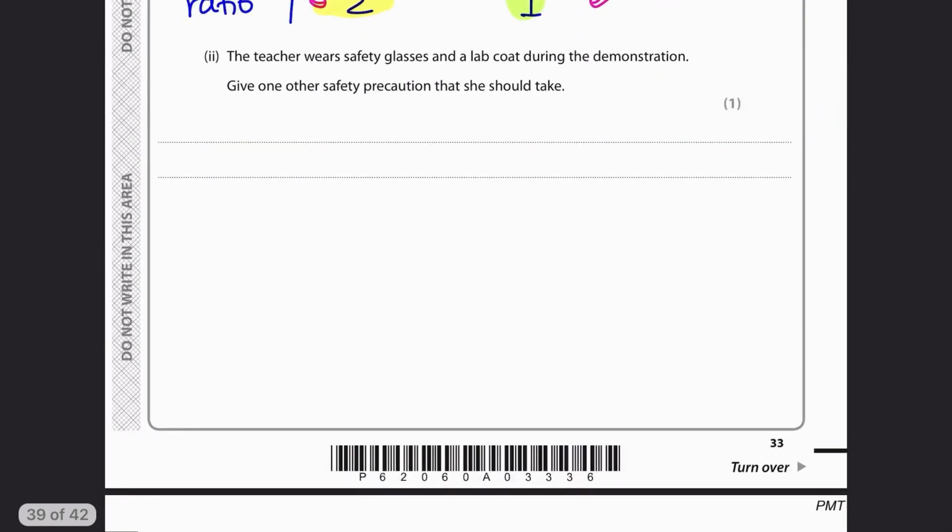Okay, the teacher wears safety goggles and a lab coat during the demonstration. Give one other safety precaution that should be taken.